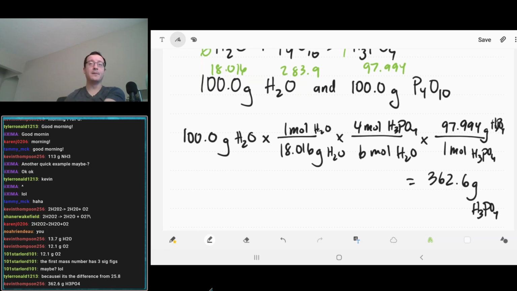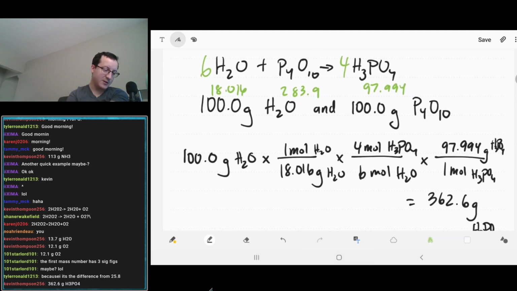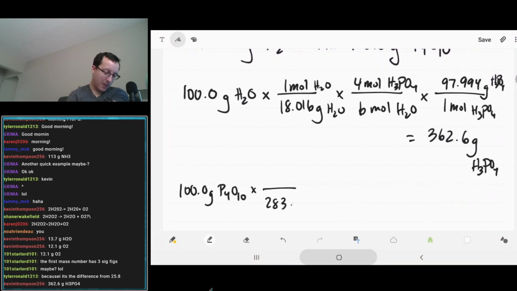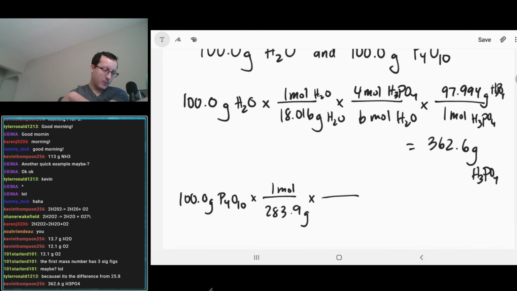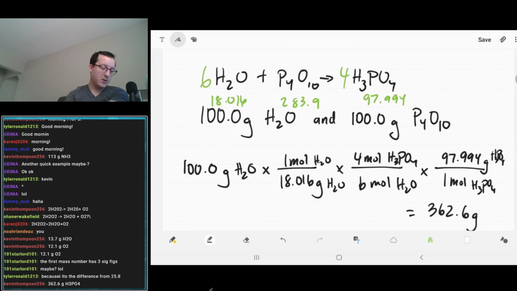Let's just, for fun, go ahead and do the math starting with the P4O10 instead. Let me look up, what is this molar mass? 283.9, okay. P4O10. Reaction coefficients were 1 and 4.